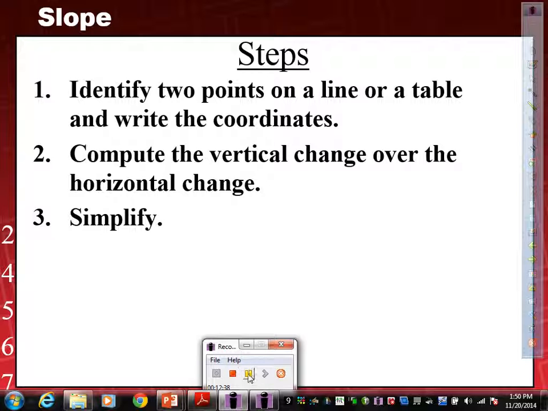Copy that, please. All right, so 3 simple steps. Number 1, identify 2 points on the line or table and write the coordinates. So what is imperative? That you identify them and you write the coordinates, yes? Step 2, you're going to compute the slope, which is vertical change over horizontal change. Step 3, simplify. Fairly simple?